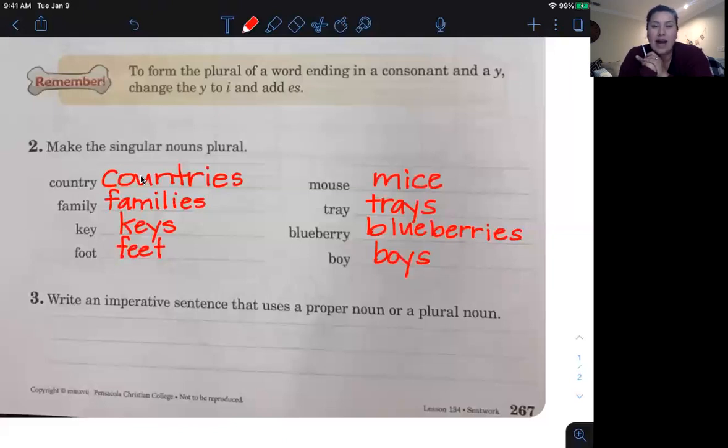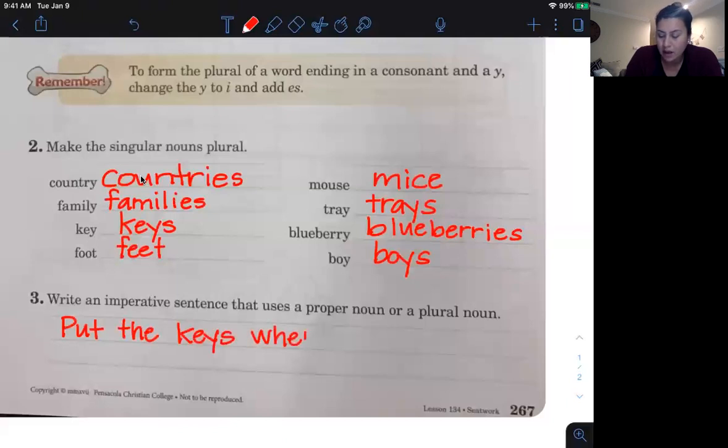Let's talk about, well, it's got to be imperative, so it's making a command. Oh, I know. I'm going to talk about the keys. Put the keys where they belong. Imperative is commanding someone to do something, right? Put the keys where they belong. That's telling someone to do something. And it ends in a period.